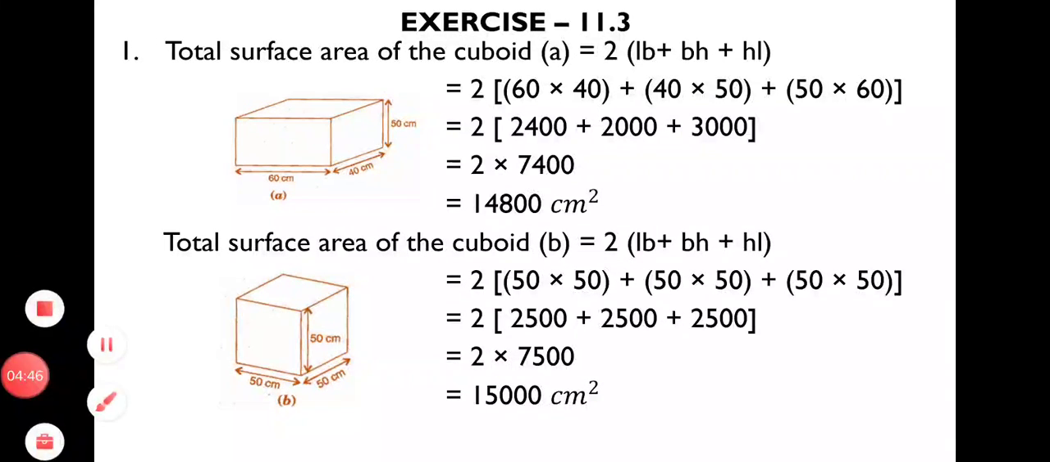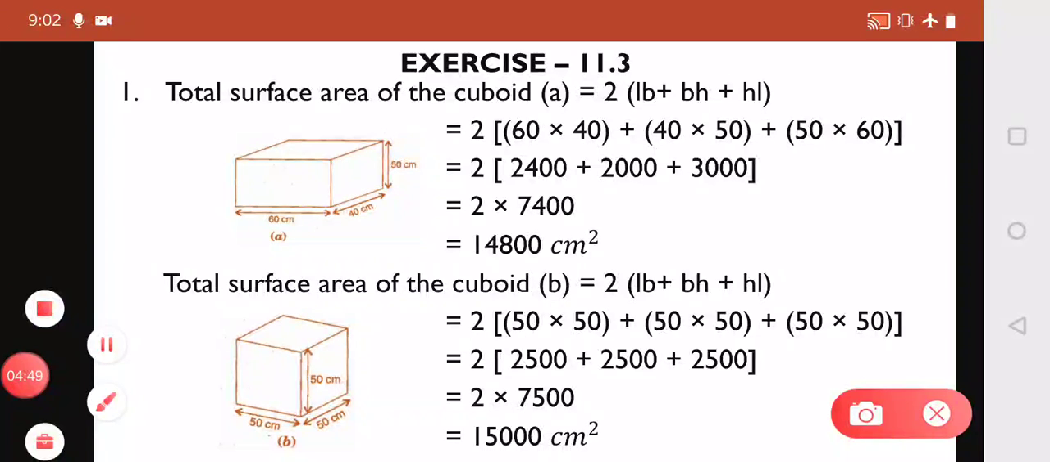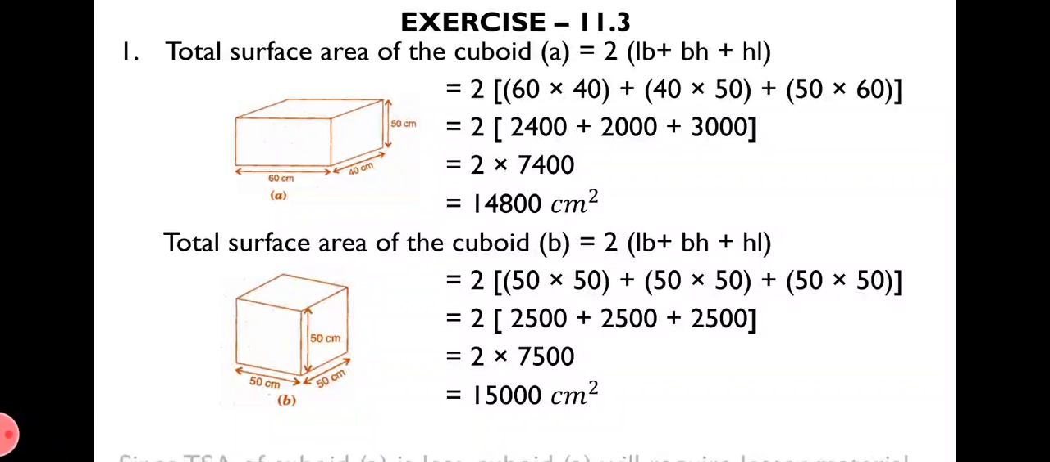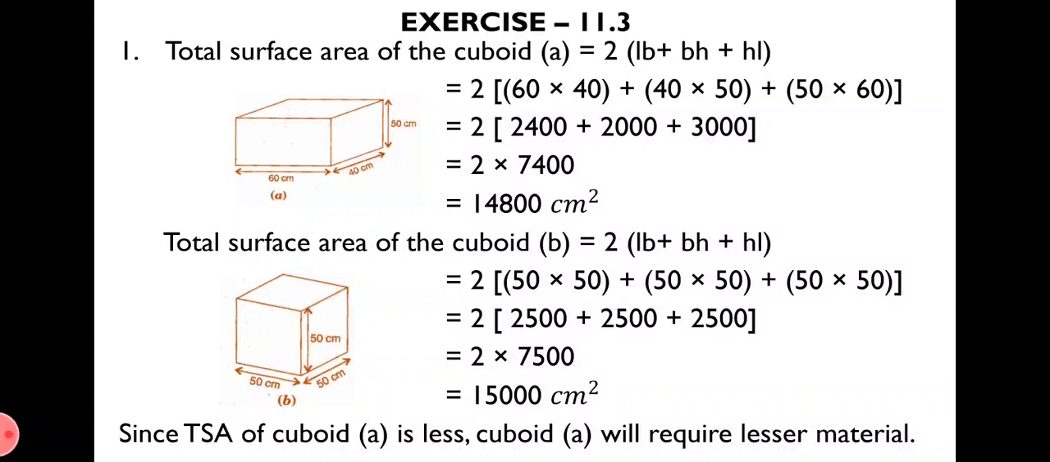Now let's see which cuboidal box is having less surface area. Whichever box is having the lesser total surface area, that box will require less material to make it. So here when we compare, this is our 14,800 and this is 15,000 centimeter square. So you can see that this is less. Area of cuboidal box A is less. So since TSA of cuboid A is less, cuboid A will require lesser material.